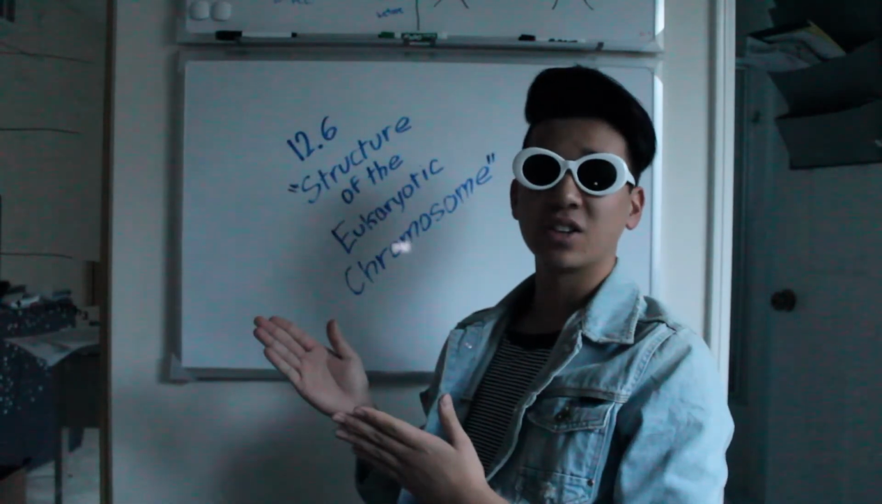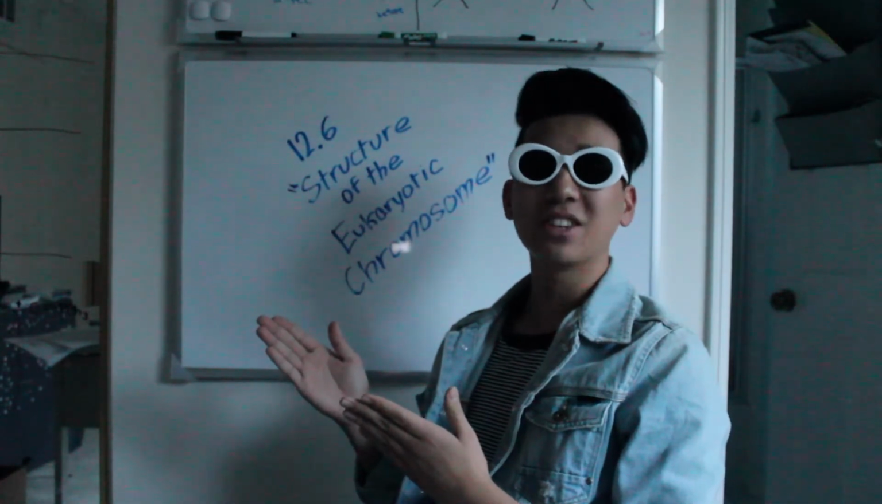In today's lesson, we're going to be talking about Chapter 12.6, Structure of the Eukaryotic Chromosome. Let's get right into it.